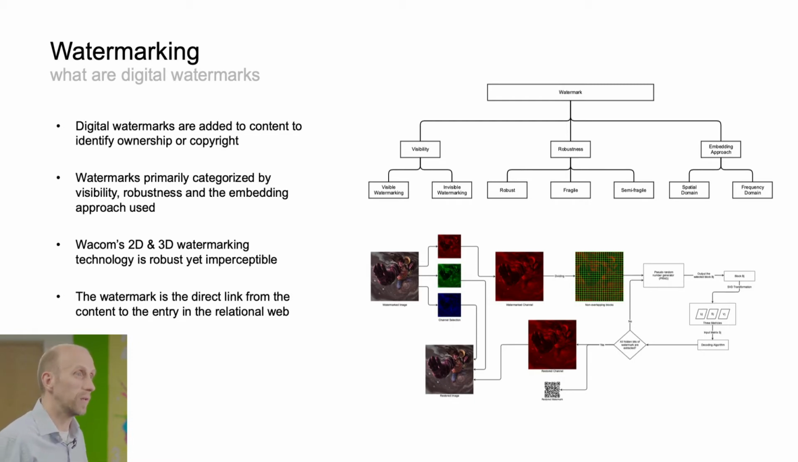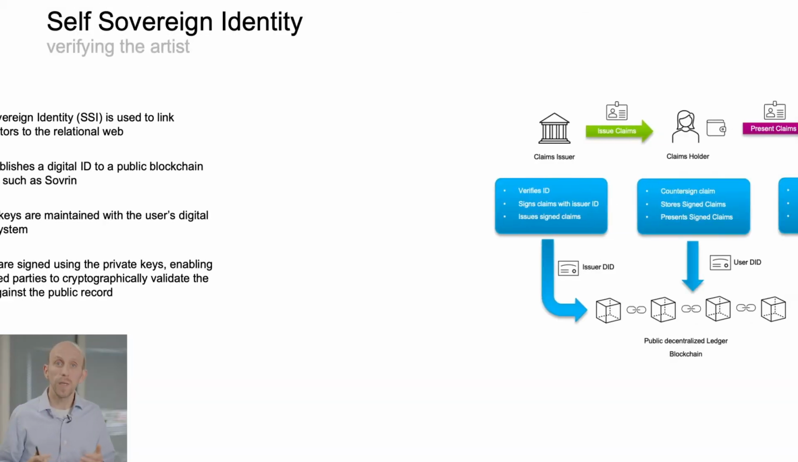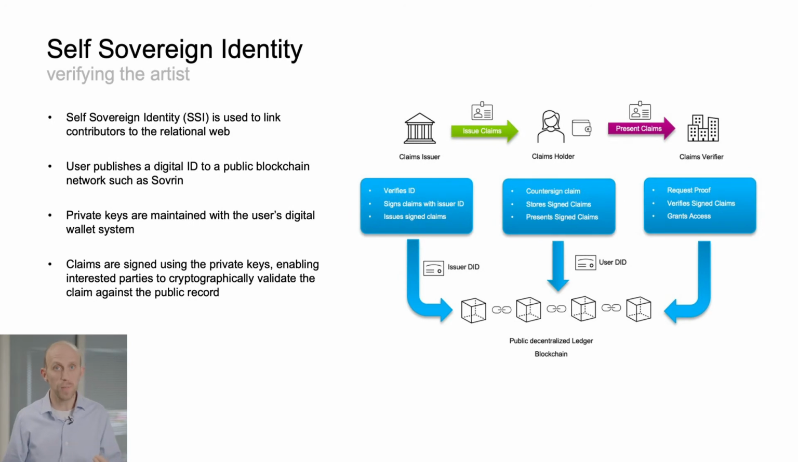Wacom's watermarking technologies are both robust yet imperceptible, ensuring that we maintain a strong link from the actual content itself to the associated entries within the relational web. In order to link an artist to a concept or content entry within the relational web, the Wacom DRM system employs the concept of self-sovereign identity, or SSI, to represent the contributor within the system.